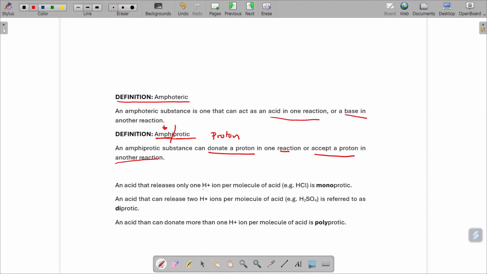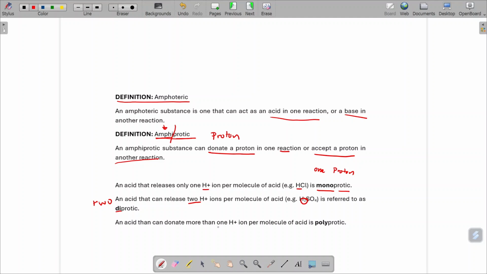Acids that release only one proton are called monoprotic. Mono means one, and protic refers to protons. So monoprotic means one proton. And if we look at something like HCl, it only has one proton. An acid that can release two protons, like sulfuric acid or H2SO4, is diprotic. Di means two, and we can see here in the formula that there are two protons in the sulfuric acid.